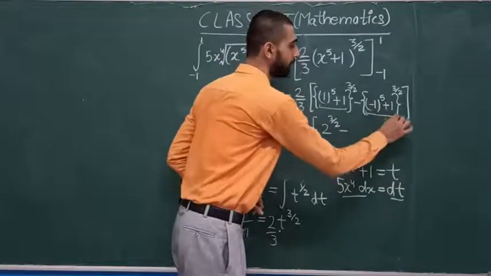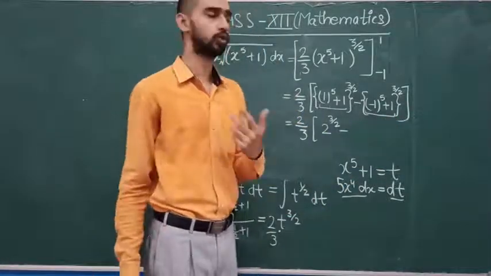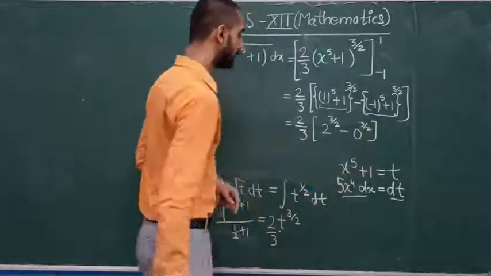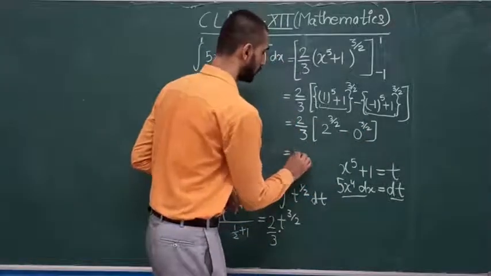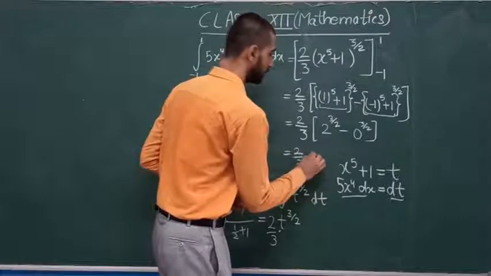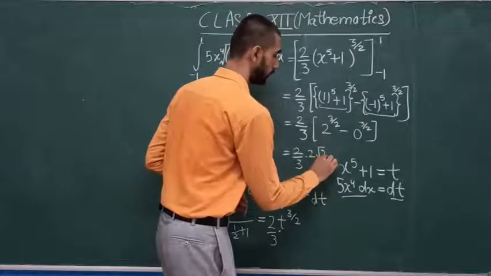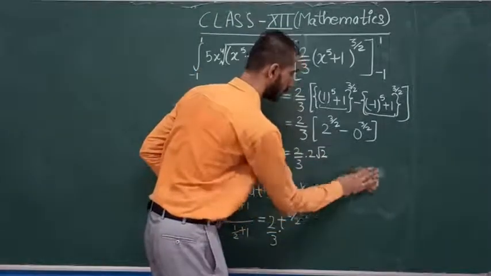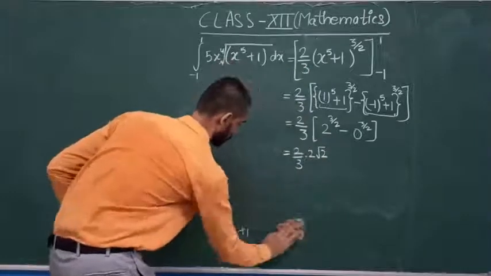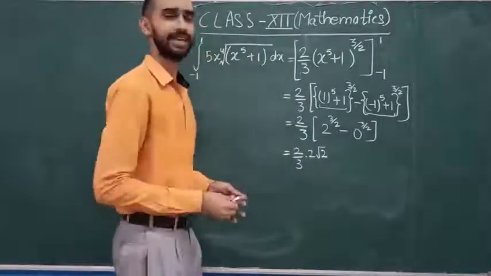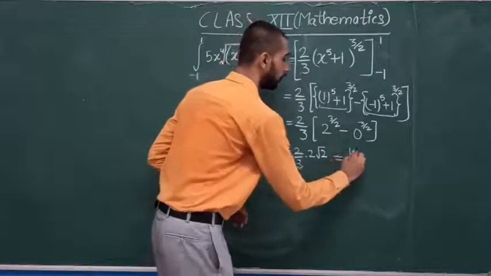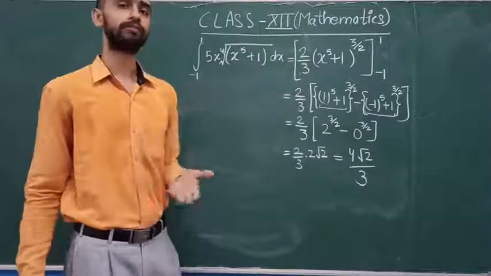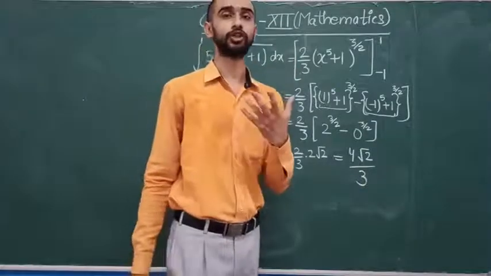And then with 1, minus 1 plus 1 equals 0. So it will become 0 to the power 3 by 2. When you solve it, you will get 2 by 3 and 2 root 2 in place of 2 to the power 3 by 2. Now we can easily solve this. It will give us 4 root 2 divided by 3. This is one way of doing definite integral with substitution.